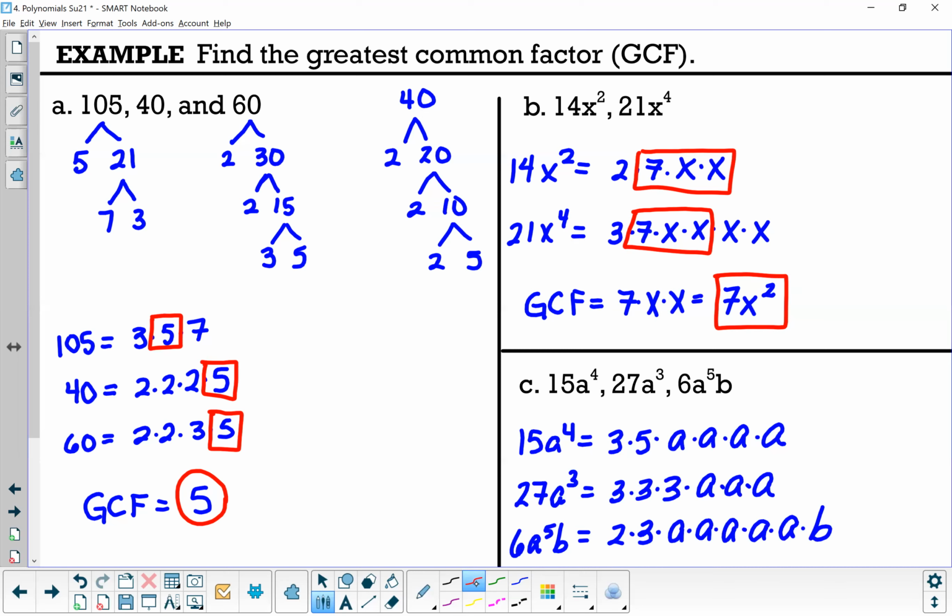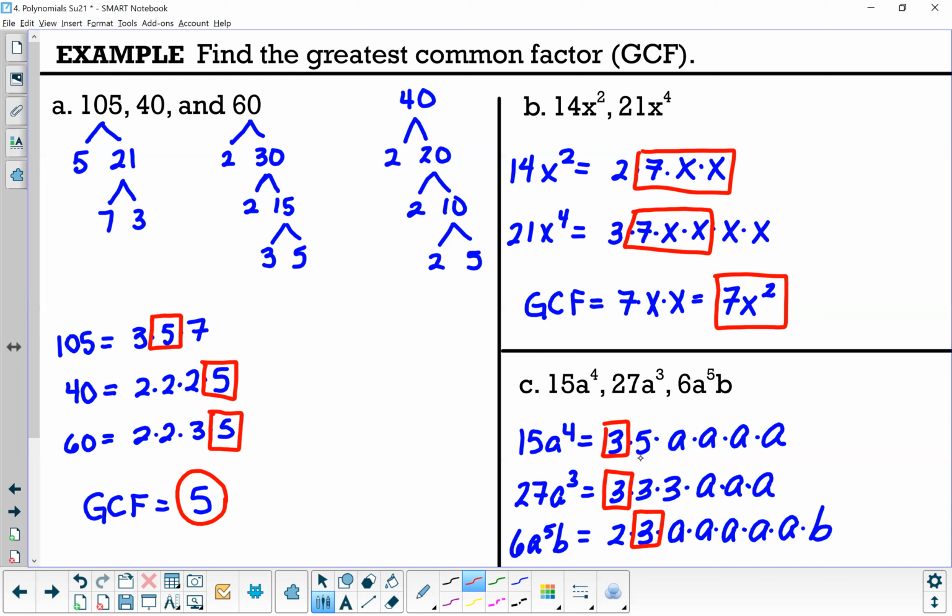All right, so is 3 in common? Yes. 15a to the 4th has 1 three. 27a cubed has at least 1 three. And 6a to the 5th b has 1 three. So we can only take 1 because 15 only has 1. 27 has 3 factors, but it's not 3 factors for 15 and it's not 3 factors for 6. Okay, now what about 5?